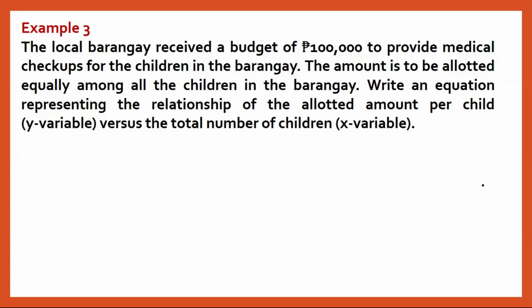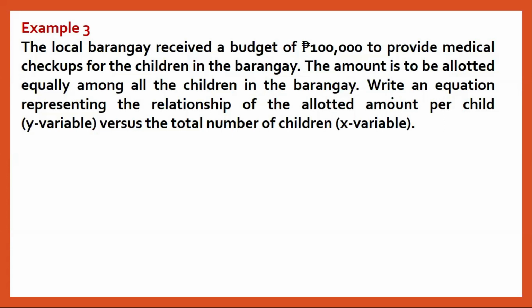Okay, let's have this last example. The local barangay received a budget of 100,000 pesos to provide medical checkups for the children in the barangay. Meron daw na-receive itong barangay na ito na 100,000 pesos na budget para sa medical check-ups ng kabataan na nandyan sa barangay. The amount is to be allotted equally among all the children in the barangay. So, yung na-receive nilang 100,000 na budget ay hahatiin equally or pantay-pantay sa kung ilang bata meron iyang barangay na yan.